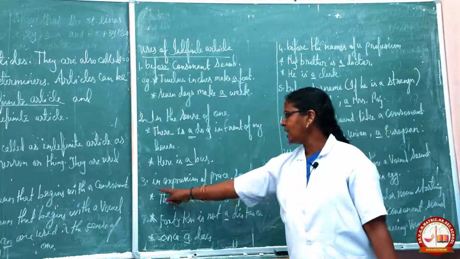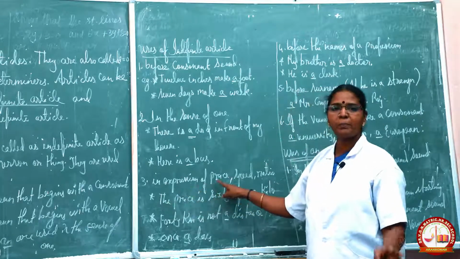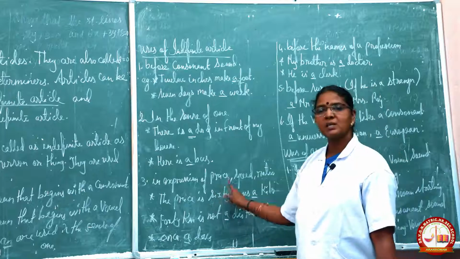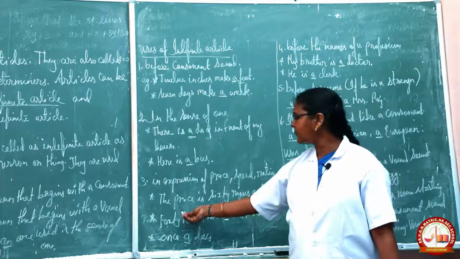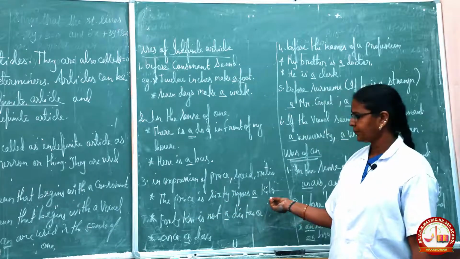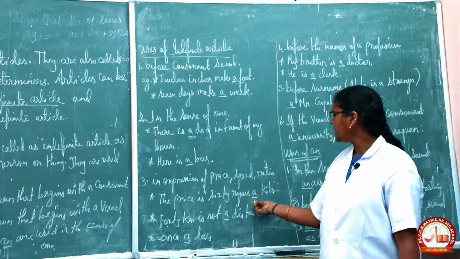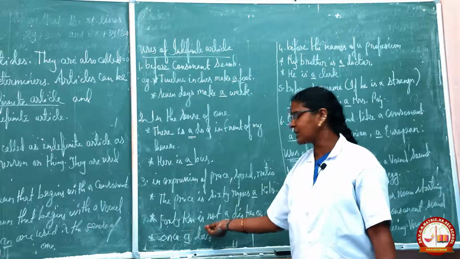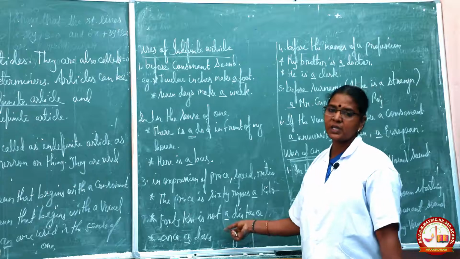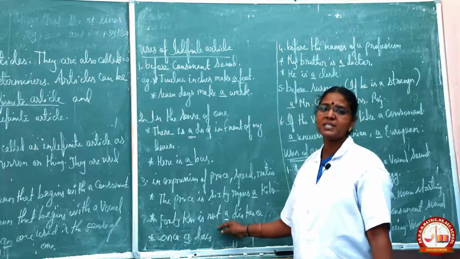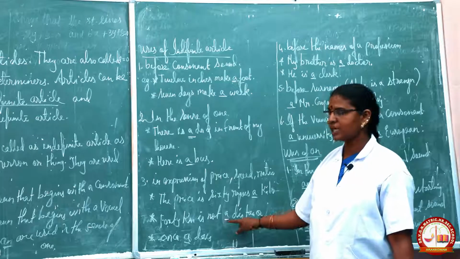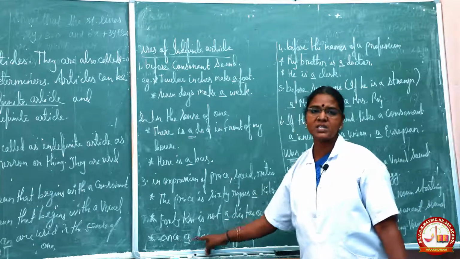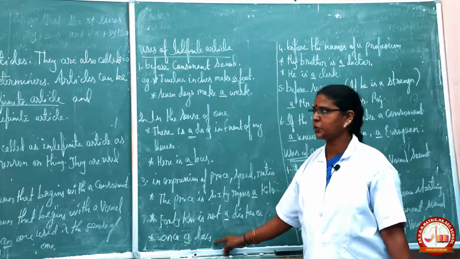Third point, a is used in expressions of price, speed, ratio. For example, the price is 60 rupees a kilo. So here a refers to the price. Like that, 40 kilometers an hour, so here the indefinite article refers to the speed. Next, once a day. Here once a day refers to the ratio.